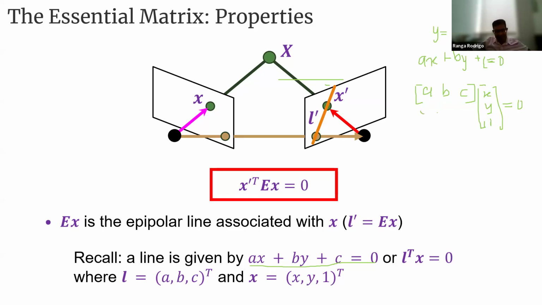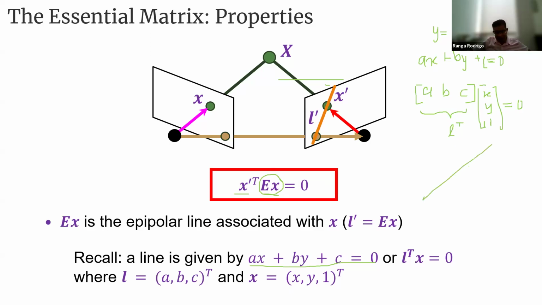Can you see that? This one we call L, actually L transpose, because all row vectors we write as transpose, for convenience. You can see L transpose x is equal to 0. So look at this. Now we have x prime transpose Ex is equal to 0. That means this Ex must be a line on which x prime is.